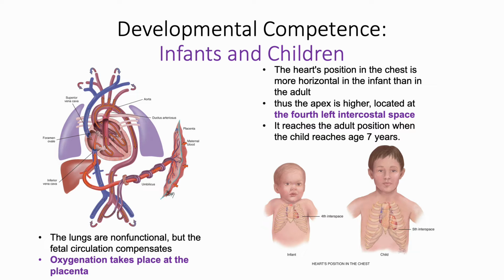Another thing to realize is that with children, the position of the chest is actually more horizontal in the infant than you would appreciate in an adult. So because of that reason, the apex is actually higher. And instead of being at the fifth intercostal space, it reaches the adult position when the child reaches age 7, more or less.